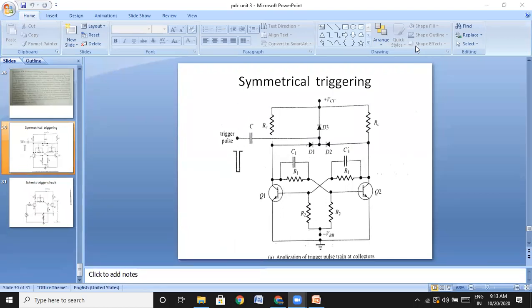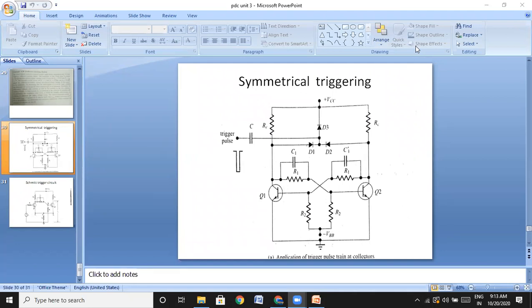Okay, good morning, students. Last class we saw the unsymmetrical triggering for a bistable multivibrator. Whether it is fixed bias or self bias, the triggering circuits will be the same. Whatever the type, we have two types of triggering circuits: one is unsymmetrical triggering, and the other is symmetrical triggering.